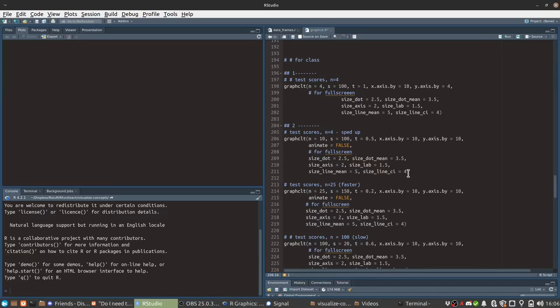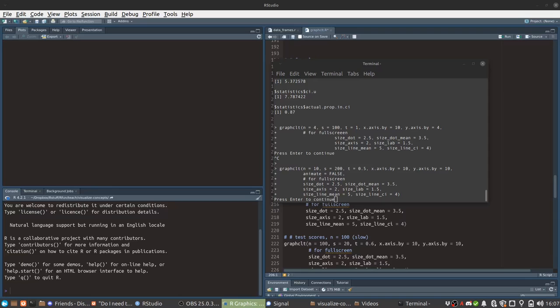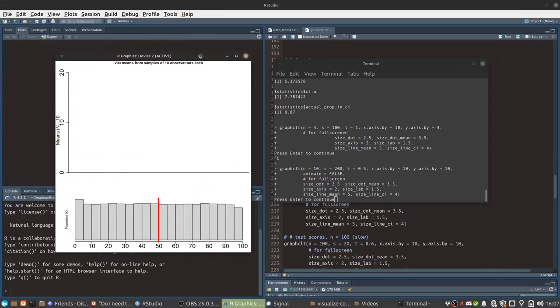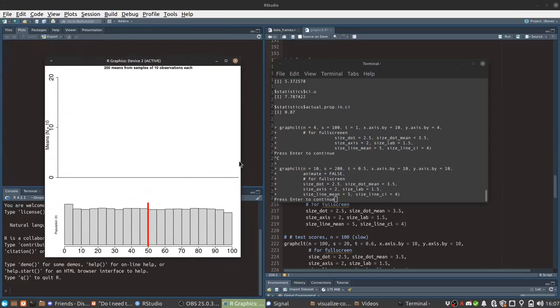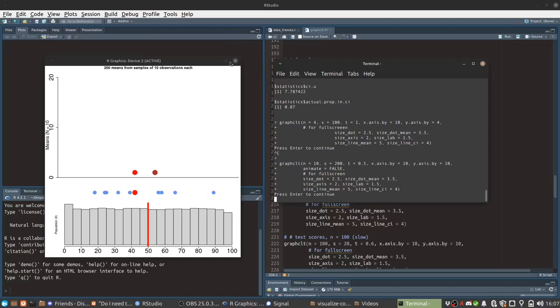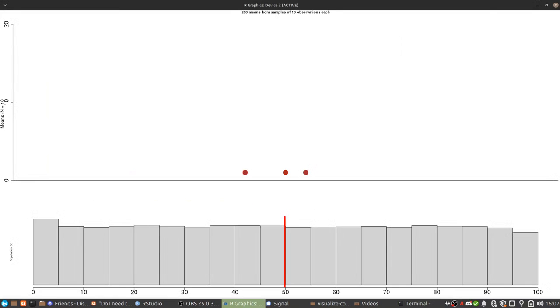Let's do a sample size of 10 and speed it up a little bit. Let's do maybe 200. So same situation, you've got this uniform random distribution. By the way, it goes up a teeny bit on the left and down a teeny bit on the right, not because the distribution actually does that, but because R has weird rules for doing histograms. That's what that is, just a histogram. So 10 values mean, 10 values mean, 10 values mean, 10 values mean.